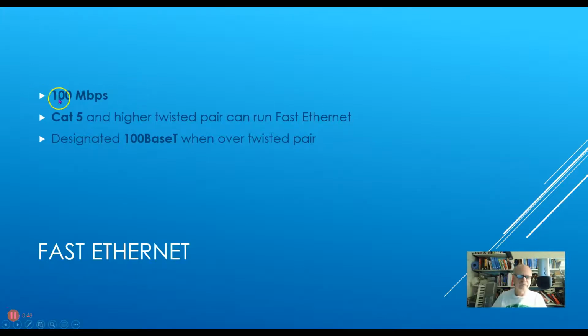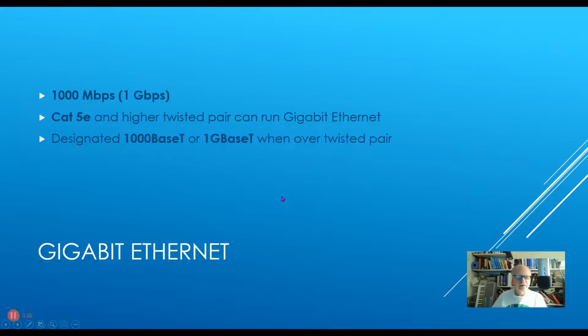Cat5 was required for 100 megabits per second in twisted pair cable, and of course we call that 100BASE-T. Gigabit Ethernet, 1000 megabits per second or 1 gigabit per second. We have to have at least Cat5e in order to reach gigabit Ethernet speeds. But since Cat6 is not that much more expensive, a lot of people just go ahead and use Cat6 if they're running 1 gig. 1000BASE-T or 1GBASE-T.